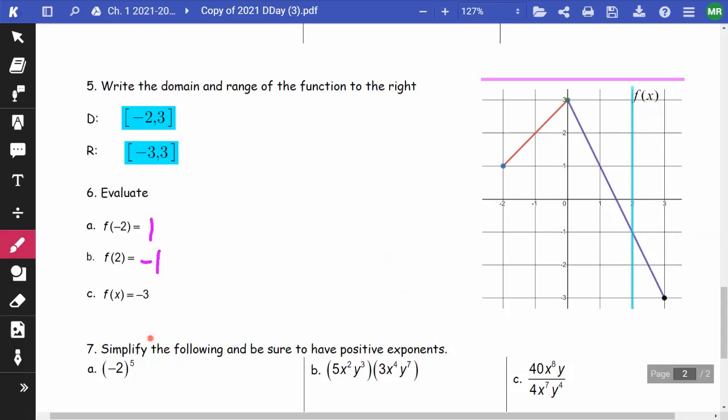Now on this one, it says f of x equals -3. We want to find our input. We want to know what x is.